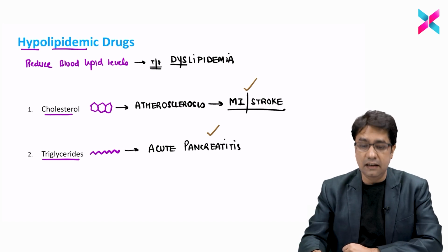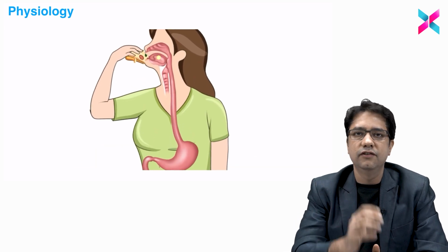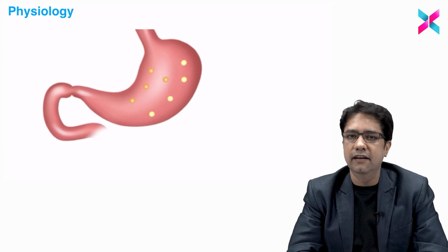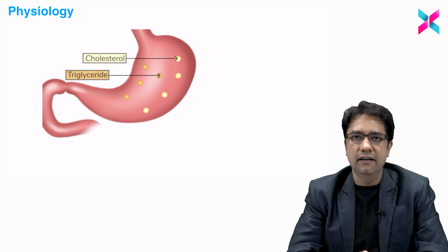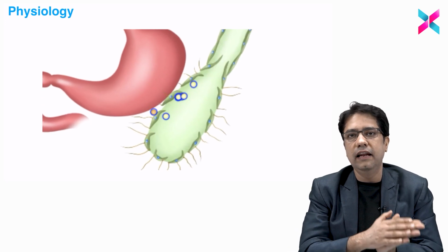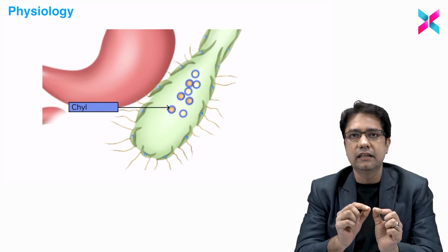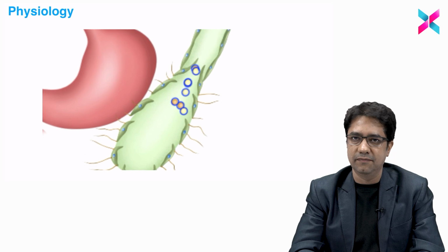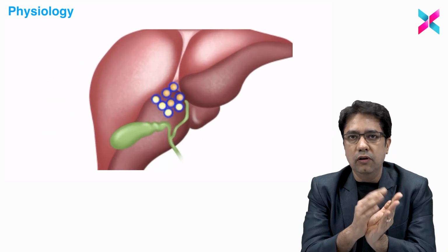Now, before starting with the drugs, let's learn this in a more interactive way. Just imagine you have eaten a cheese burst pizza which contains a lot of triglyceride and cholesterol. They will come to your stomach as cholesterol and triglyceride. From the stomach and intestine, they will enter into lymph. And in lymph, as we discussed, these lipids are transported with the help of chylomicrons. So, chylomicrons will transport these lipids through lymph, and all chylomicrons will go to the liver.